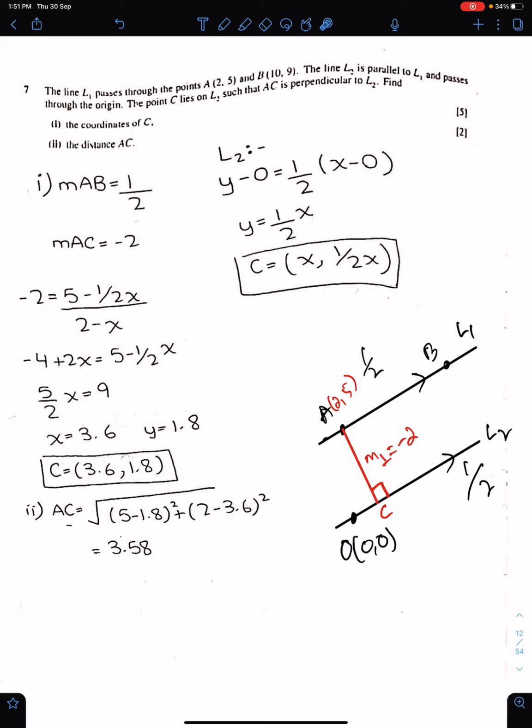So we have the coordinates of A and B, so we can get the gradient of line L1, and that will be the gradient of line L2. So gradient of L1 is half. Therefore gradient of L2 is also half. L2 passes through origin, so we can get the equation of L2. The point C lies on L2 such that AC is perpendicular to L2. So C is here and AC is perpendicular to L2.